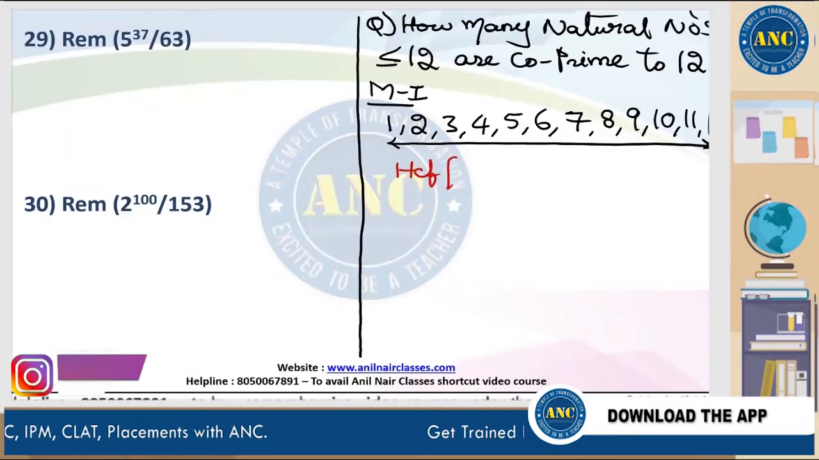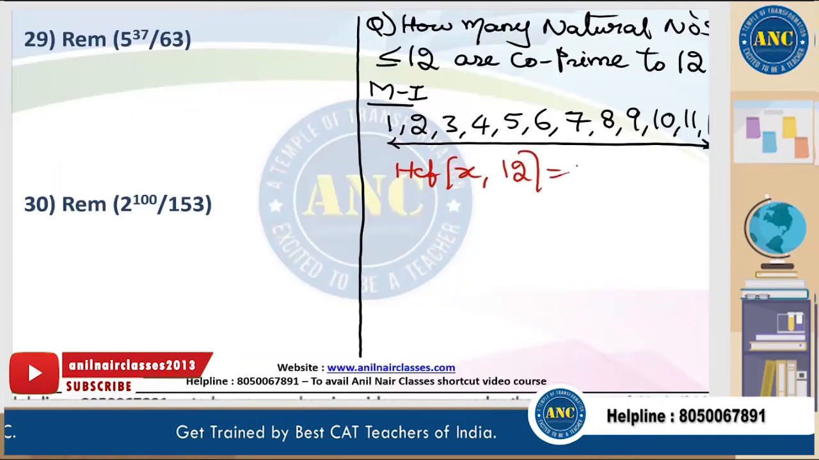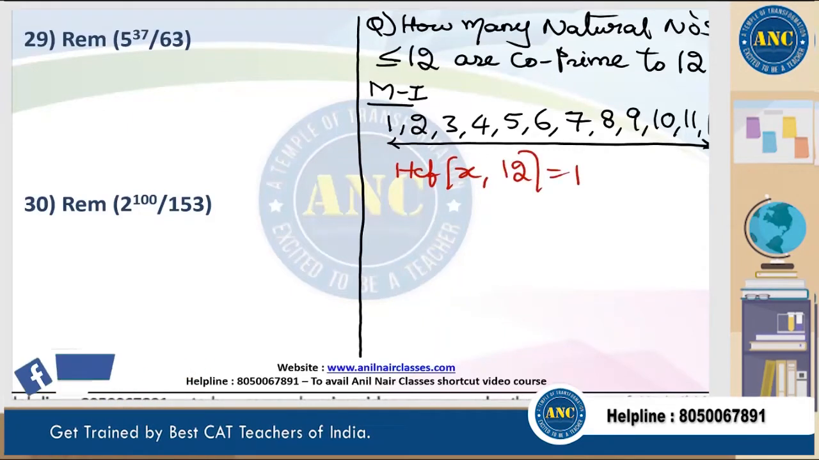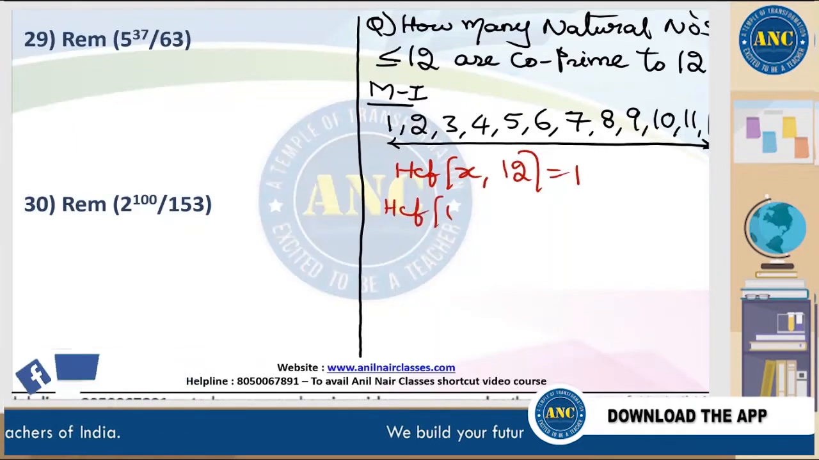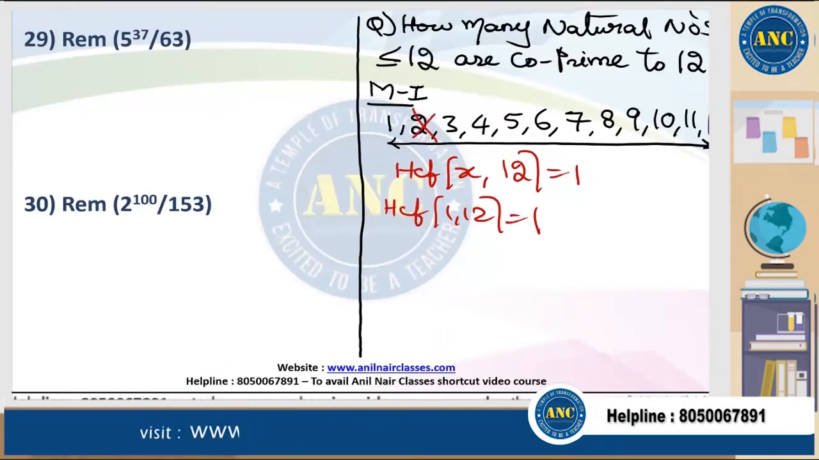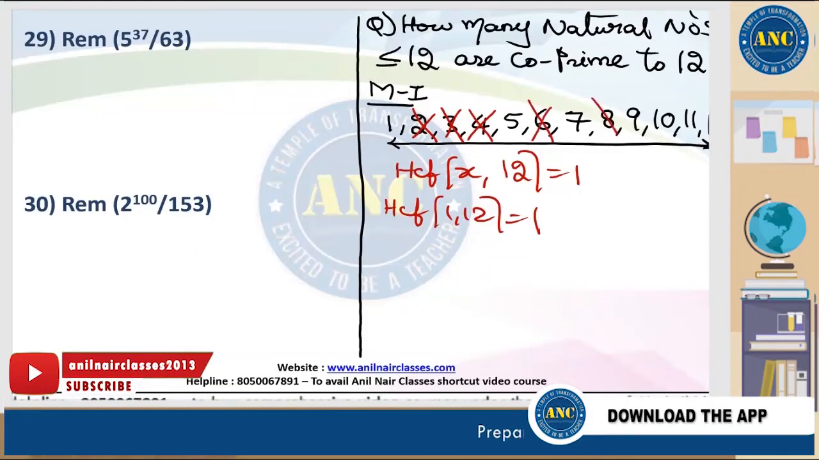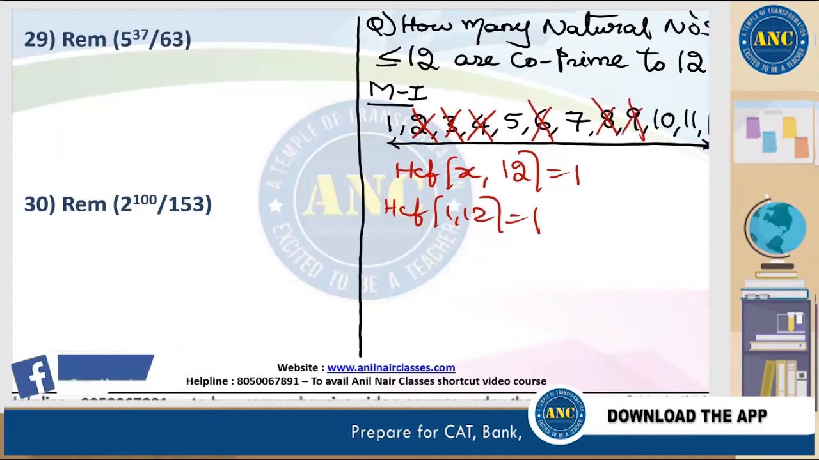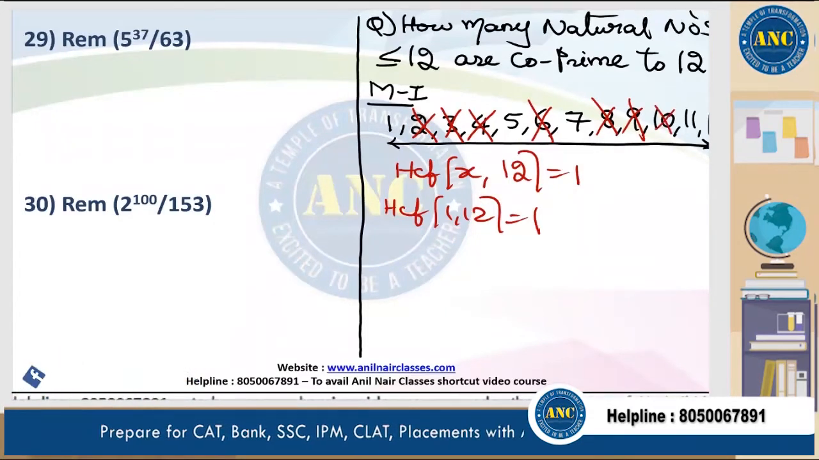HCF of x comma 12 equivalent to 1. How many values are there? 1 is co-prime. HCF of 1 comma 12 is 1. Yes. 2 comma 12 no. 3 comma 12, HCF is not 1. 4 comma 12 no. 6 comma 12 no. 8 comma 12 no. 9 comma 12 no. 10 comma 12 no. 11 comma 12.